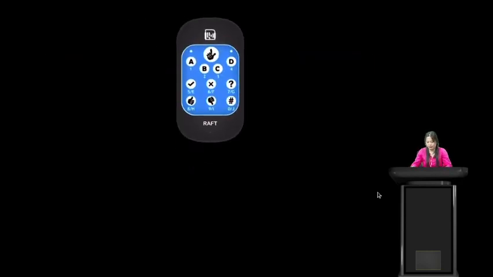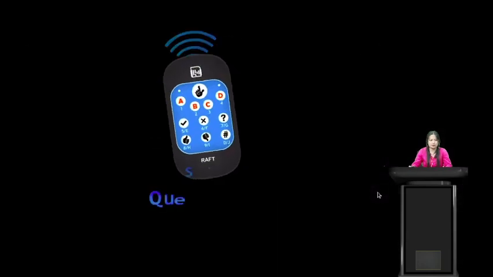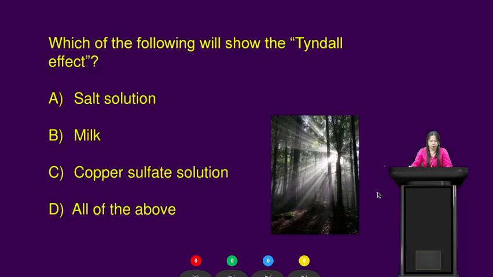Alright students, we have another question. Please get your rough devices ready. The question is, which of the following will show the Tyndall effect? Option A is salt solution. Option B is milk. Option C is copper sulfate solution. Option D is all of the above. I'm giving you 30 seconds for this question. Your time starts now.